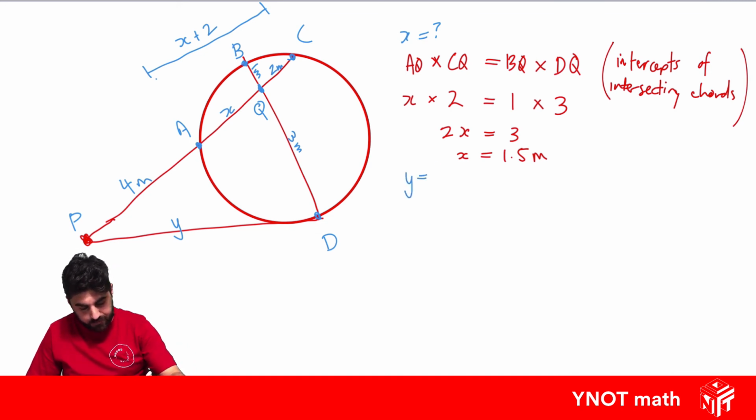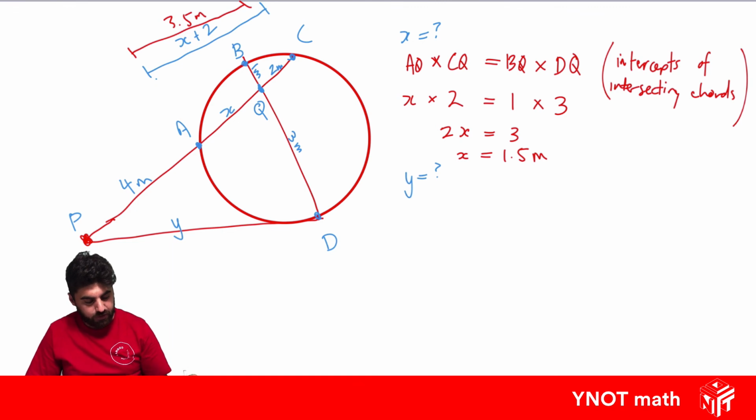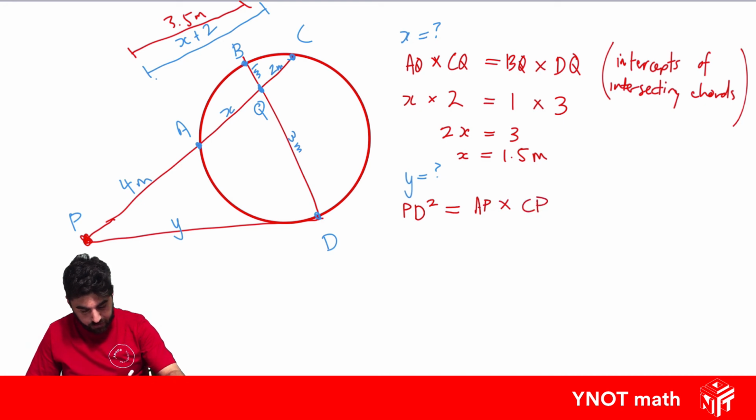Now let's solve for y. Okay, so to solve for y, we now know that AC, this distance here, is going to be x plus 2. We know x is 1.5, so that's going to make that 3.5 meters now. We know the length of AC. And the reason that's going to help is because we can use our tangent and secant property, where PD squared is going to equal AP multiplied by CP.